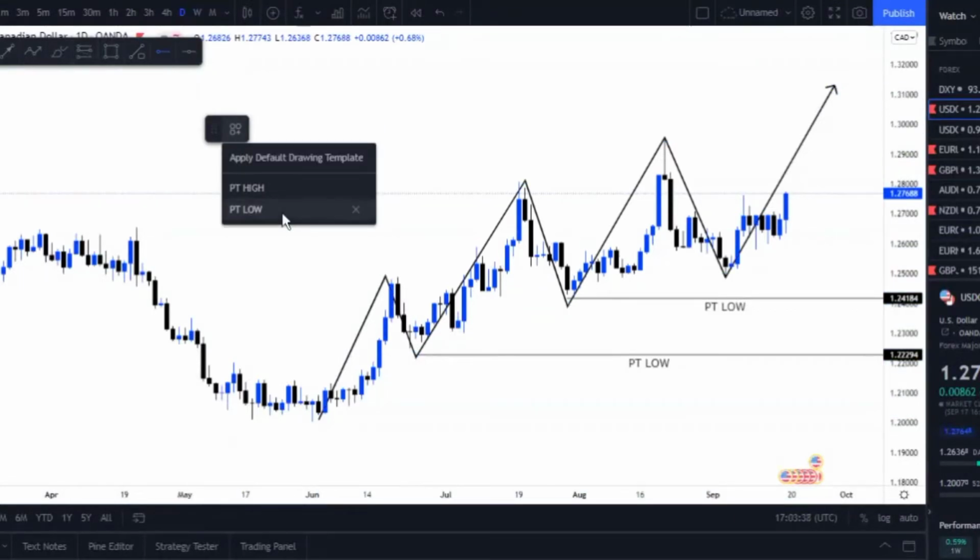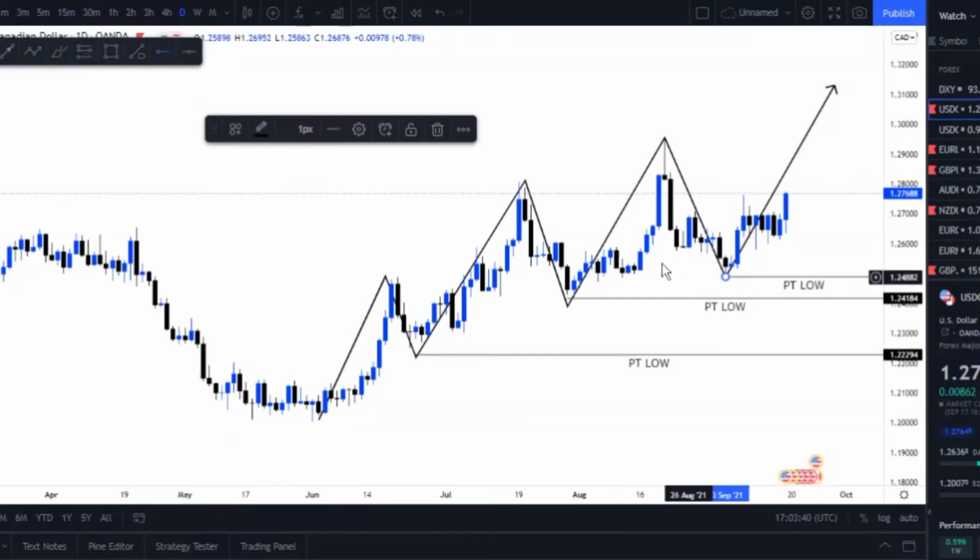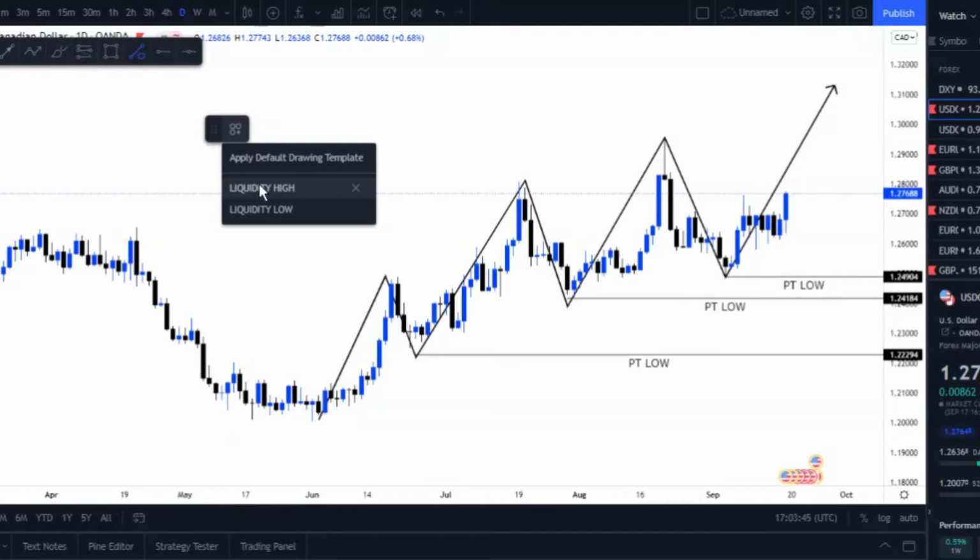So protected low, and this is also a protected low. And we've got what we call liquidity. Liquidity means money in an obvious way. Every swing high and swing low has money resting on them. So every swing high and swing low is liquidity. And also equal highs and equal lows, like the double top, triple top, the M pattern, the trend line. All those are liquidity.